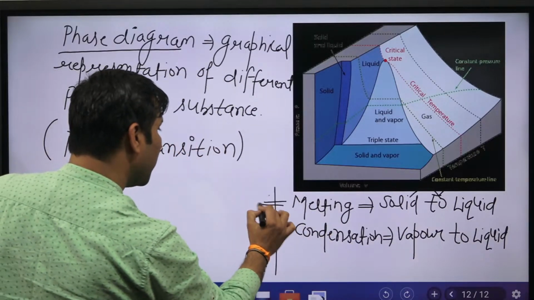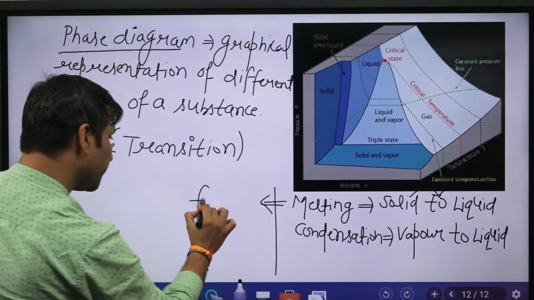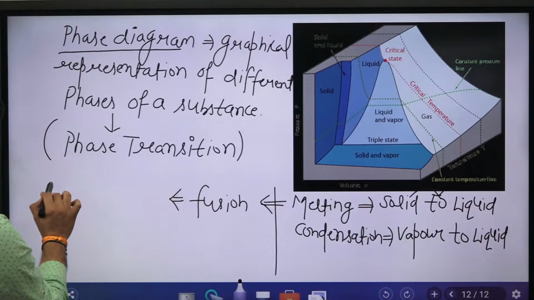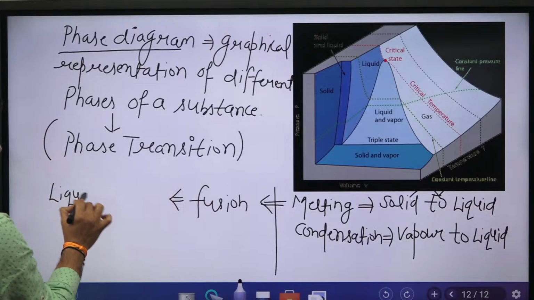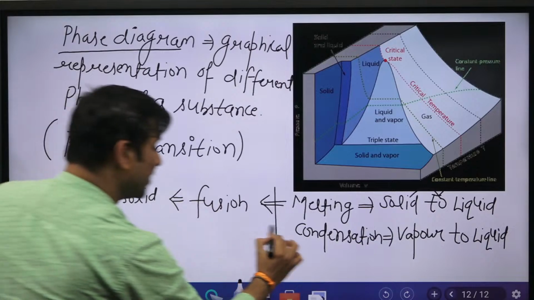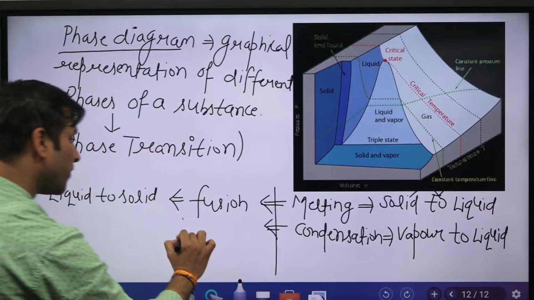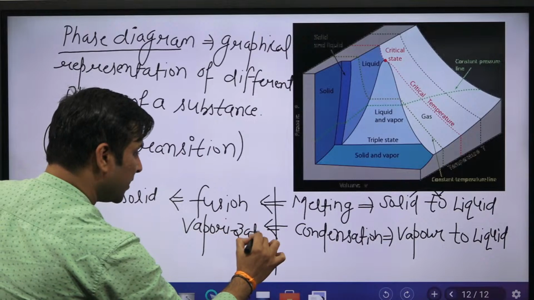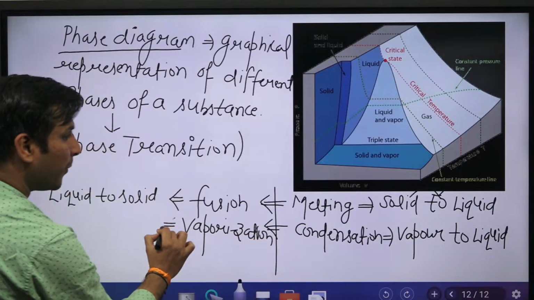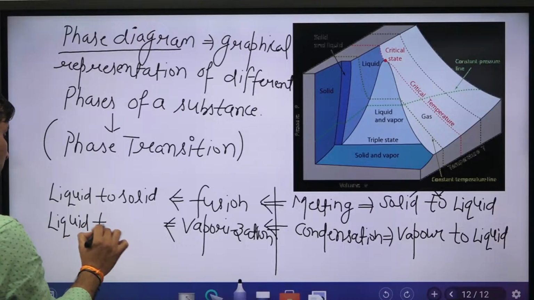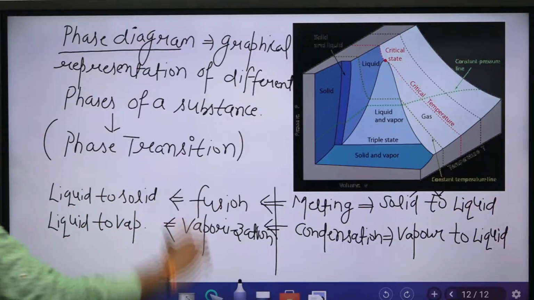Melting का रिवर्स क्या होगा? Melting का रिवर्स होता है fusion. Okay. Fusion क्या होता है guys? Liquid to solid. That is known as fusion. Okay. Condensation का उल्टा क्या हो जाएगा? That is known as vaporization. Vaporization का मतलब क्या होता है? Vaporization means liquid to vapor.